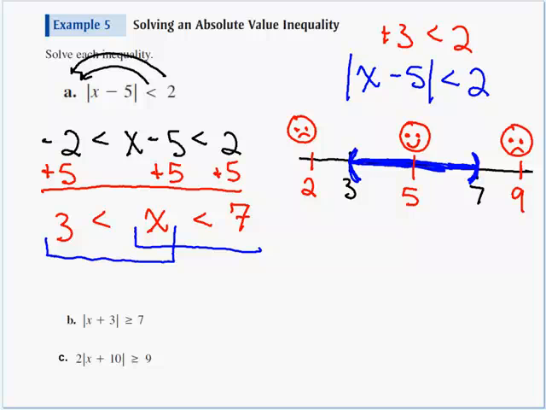Ooh, and this is a good one too. Let's plug in an endpoint. What if I plug 3 exactly in? Then I get the absolute value of 3 minus 5 is less than 2. 3 minus 5 is negative 2.